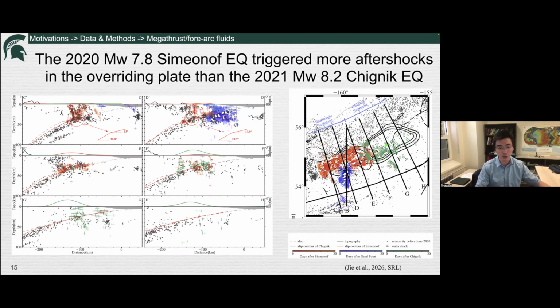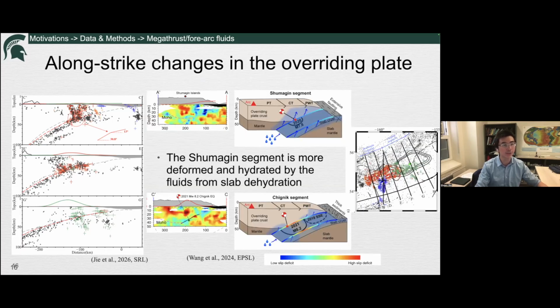As I mentioned, we use deep learning to detect a lot of aftershocks after these earthquakes. And these are just some vertical cross sections. I would invite you to focus on these red symbols versus the green symbols, because those are aftershocks after two different large earthquakes. And you can clearly see that after the Simeonof earthquake, the red symbols, there were way more aftershocks in the upper plate compared to the green symbols after the Chignik earthquake.